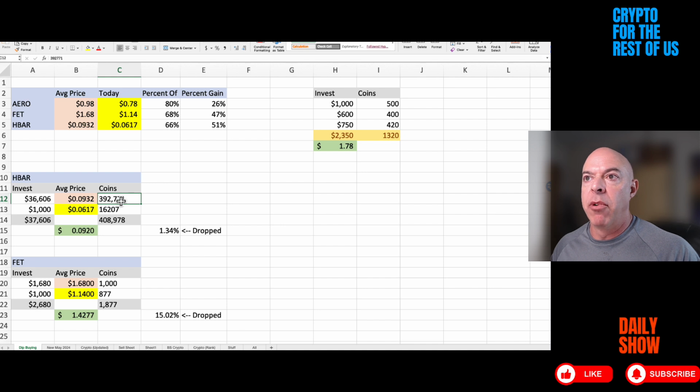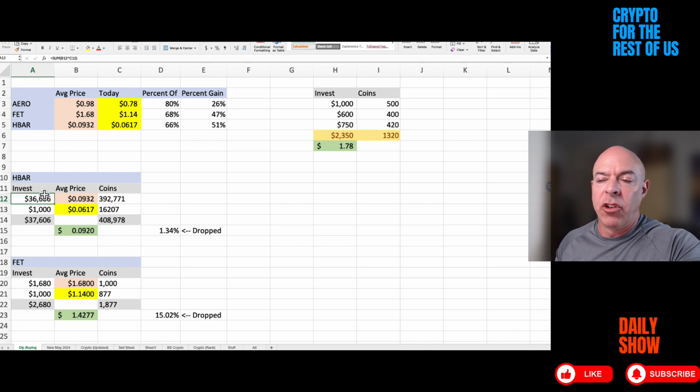And you look at the number of coins that you have, 392,000, and you multiply those two, and you get the total amount I've invested so far. This is just an example. Now, you can get this many different ways, but you've got your investment amount, your average price, your coins.